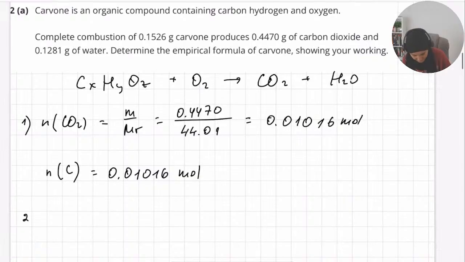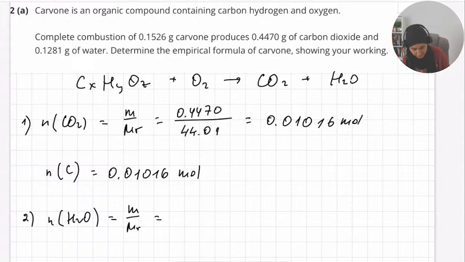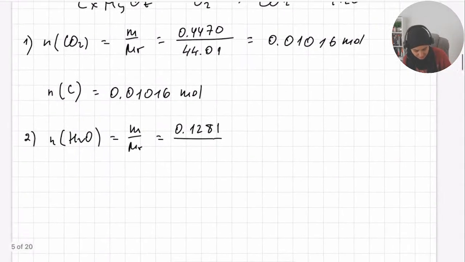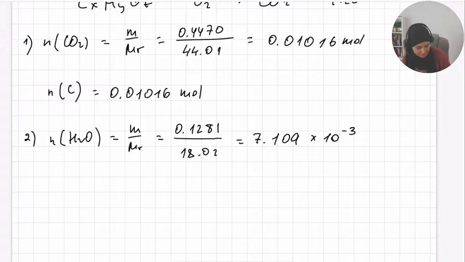Then second, moles of H2O. Moles of H2O, again, mass over Mr. So we have 0.1281 grams of water divided by molar mass, so 2 times 1.01 plus 16, which is 18.02. That gives 7.109 times 10 to the negative 3 moles.